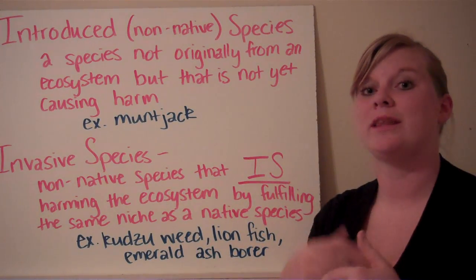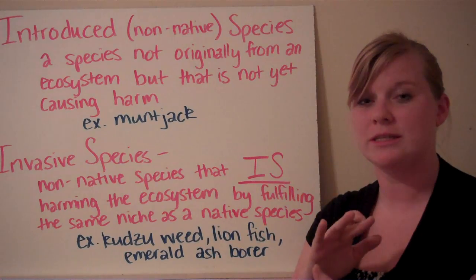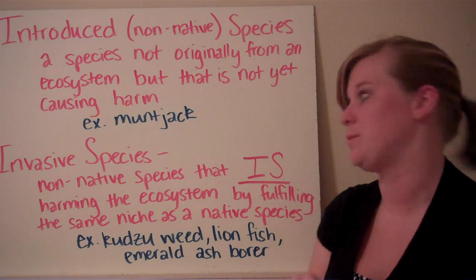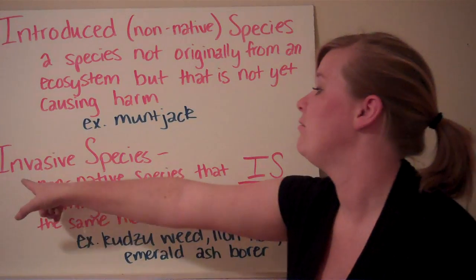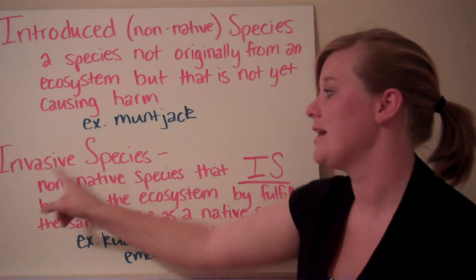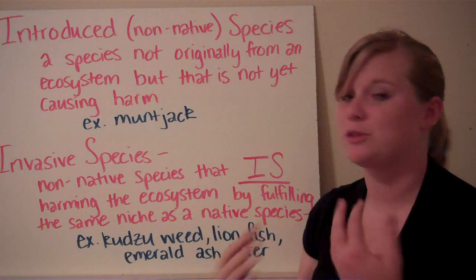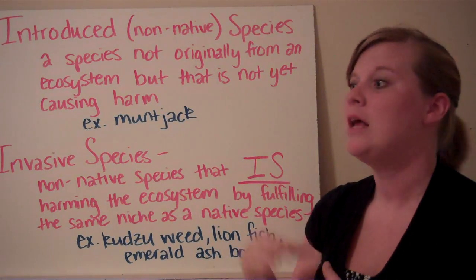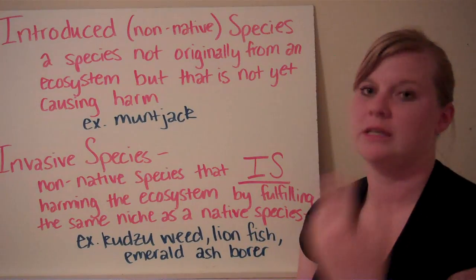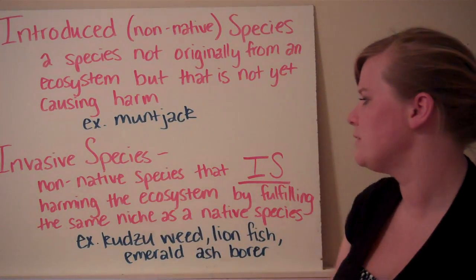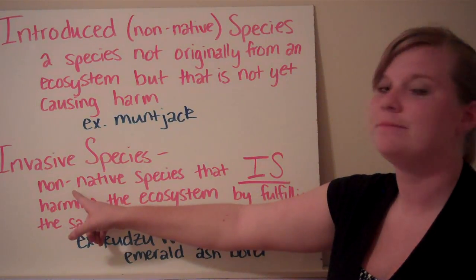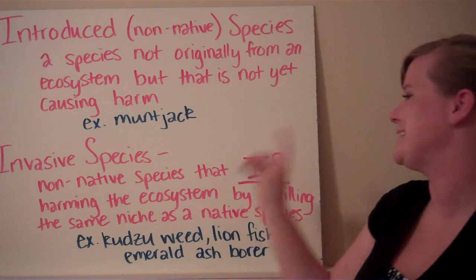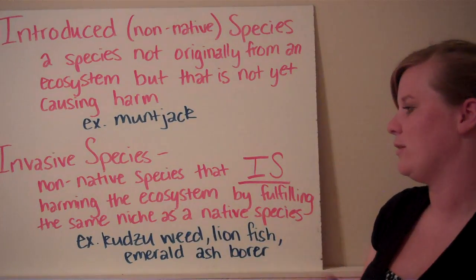Where that changes is when they do start to cause harm. When you start to see them interfering with the natural ecological roles that other species play, that's when they're considered an invasive species. Now, these guys are a big deal, and they are extremely problematic and something that ecologists are really focusing on right now as we see that problem get worse and worse in the US. So invasive species are non-native species that are harming the ecosystem.